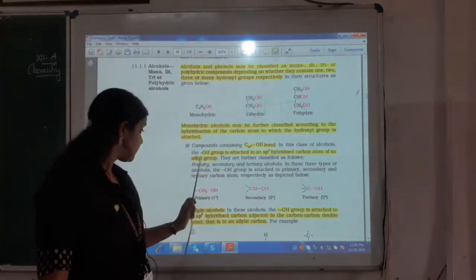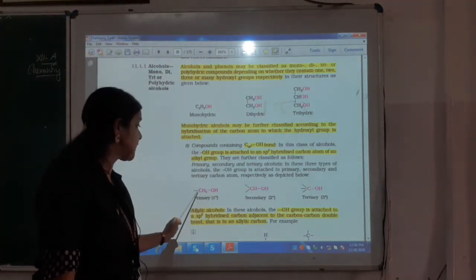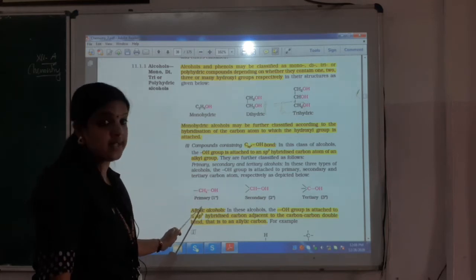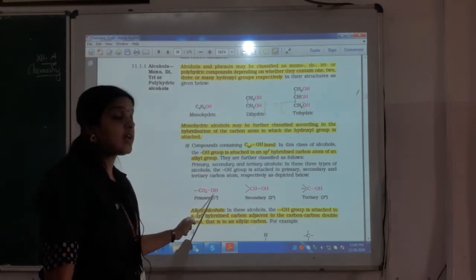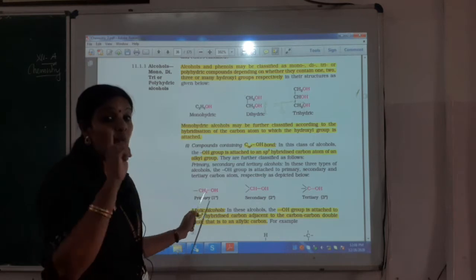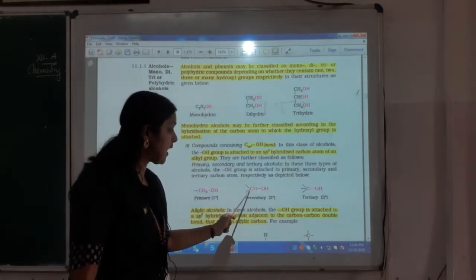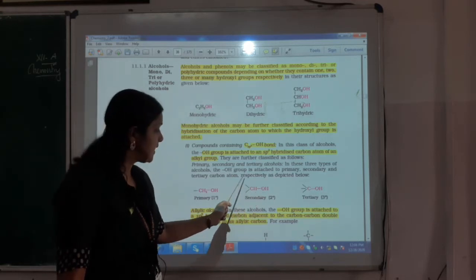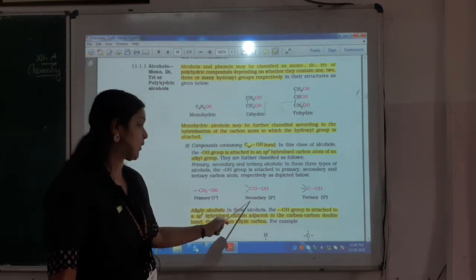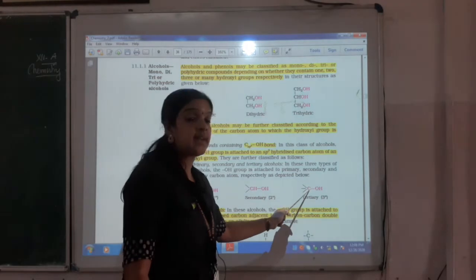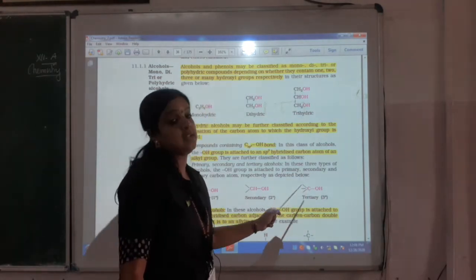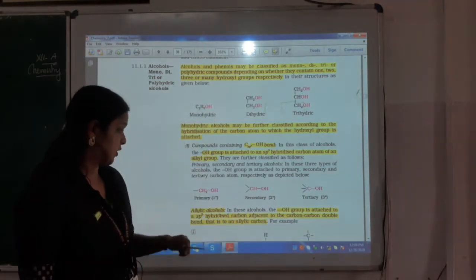You remember? If the halogen atom is attached to only one carbon atom, it is primary. So similarly here, if the hydroxy group is attached to only one main carbon atom, it is primary. Here the carbon atom which is holding the OH is attached to two carbon atoms, so it is secondary. Here the carbon atom is attached to three main groups, so you call it tertiary.